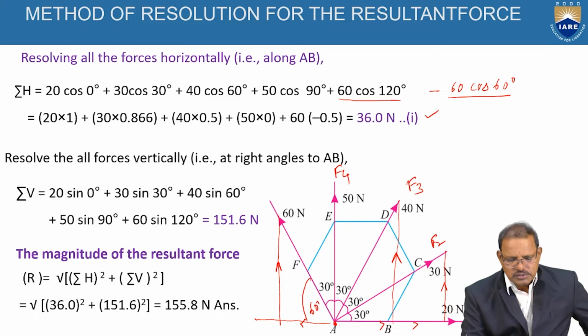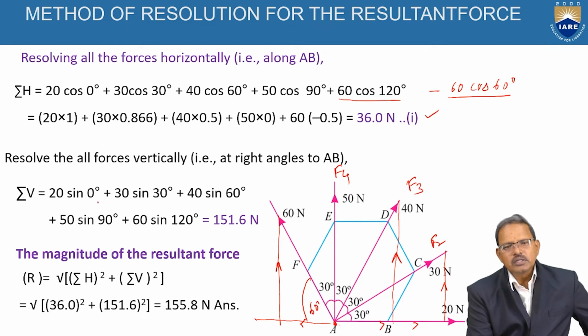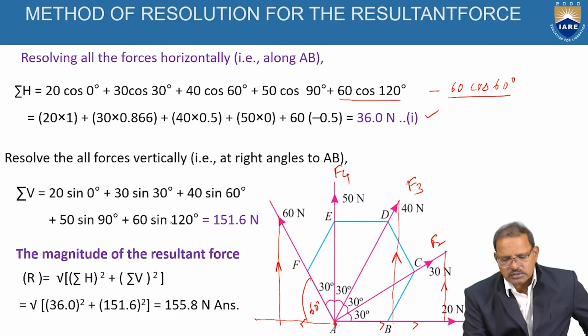Similarly, after resolving the forces in vertical directions, these 5 forces are acting in the upward direction. So all the components are treated as positive only. Hence, the resultant of the vertical components is equal to 20 sin 0 plus 30 sin 30, 40 sin 60, 50 sin 90, and 61 sin 120. These are all moving upward, so they are positive.